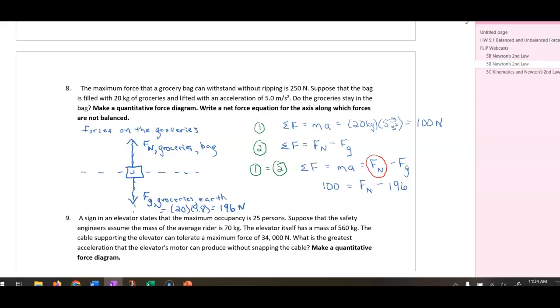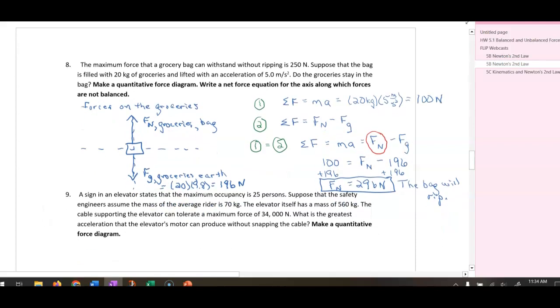So to solve for the normal force, I'm going to add the 196 to both sides, and I see that the normal force must be 296 newtons. Well, that is larger than 250 newtons, and so that must mean the bag will rip. If you try to lift the groceries up at an acceleration of 5 meters per second squared, it's going to take such a large force that it's going to cause the bag to rip.